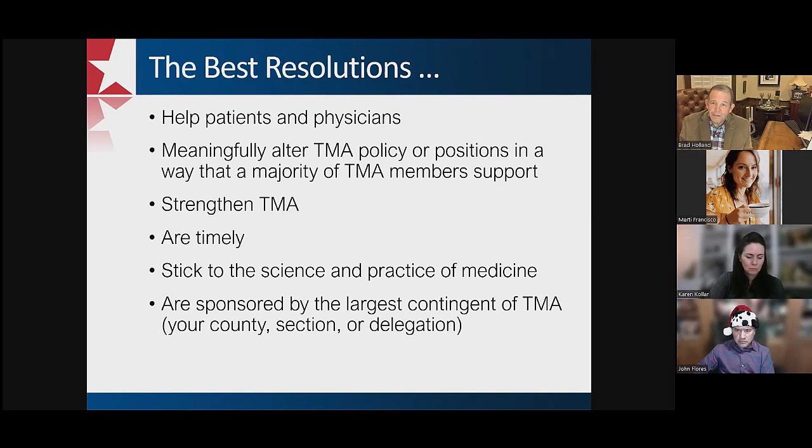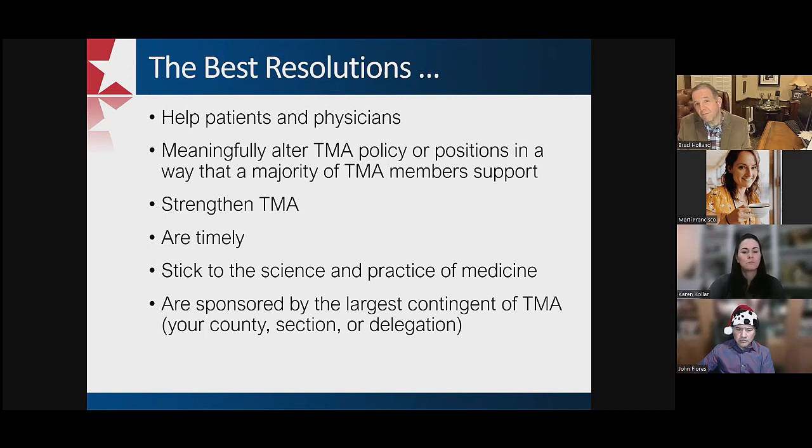Now, as you know, politics has been interjected into almost everything, and there's plenty of ways Americans are divided. We really want things that build our organization and pull us together. And so we do try and ask people to stick to the science and practice of medicine and not to be detracting from our time. That's what TMA is about.